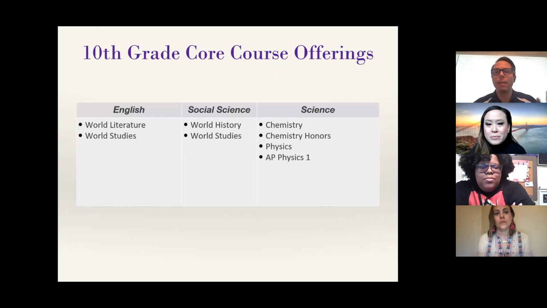which are two separate classes, which Ms. Kasha will talk about in the next slide, or a combined class of world studies, which is your world literature and your world history classes combined. And again, Ms. Kasha will get more into that, but you have those two choices for your English and social science. And then with science, you really have 4 options, which is pretty awesome. So either chemistry, chemistry honors, or physics, or even AP Physics 1. And Ms. Ballantyne will go over the specifics of those courses as well.